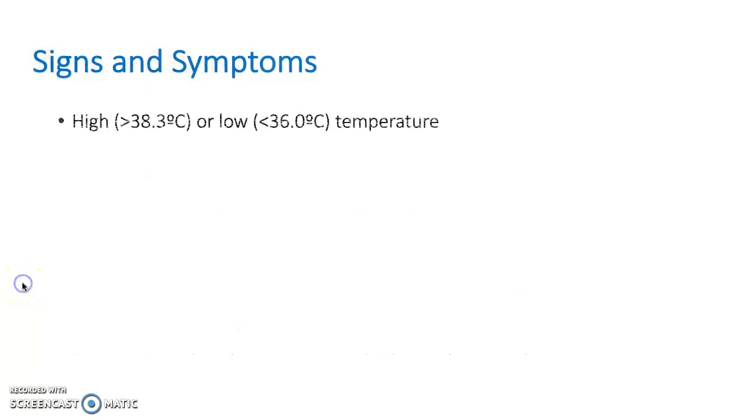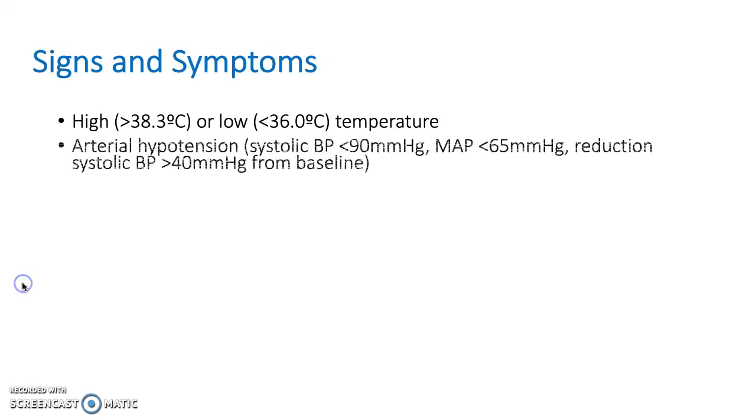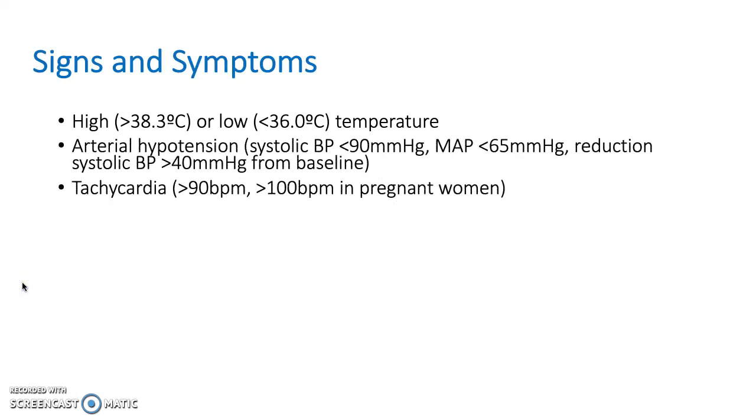So what are some of the signs and symptoms of sepsis? High or low temperature, arterial hypertension, tachycardia. The dysregulation of the immune system releases products like nitric oxide that cause vasodilation and increase the capillary permeability. With the vasodilation, cardiac output initially is compensated for by increasing the heart rate. However, later on, the heart may begin to get tired, so as a result, hypotension and hypoperfusion may develop.